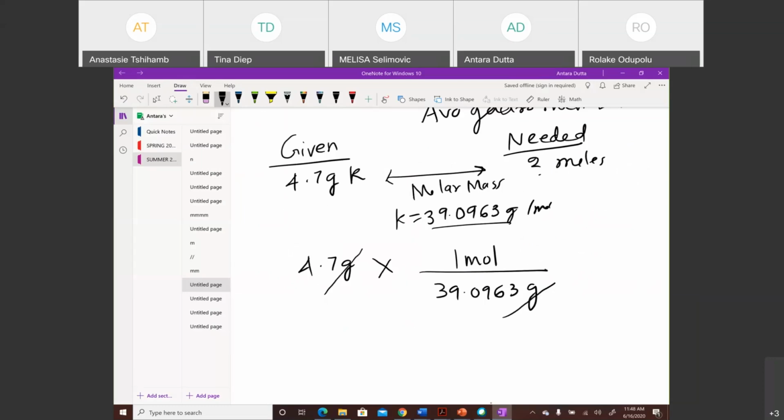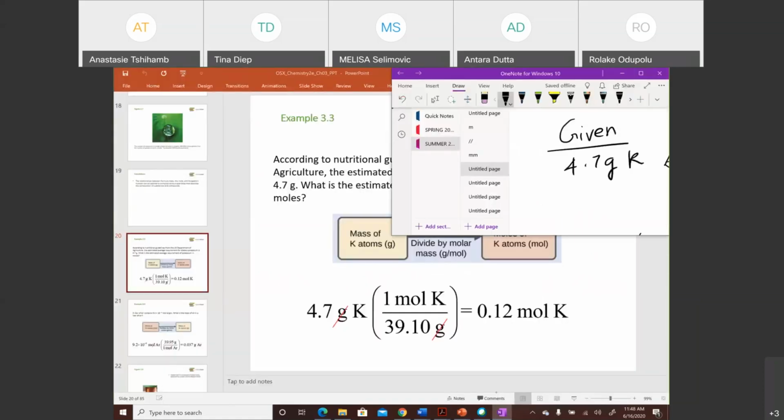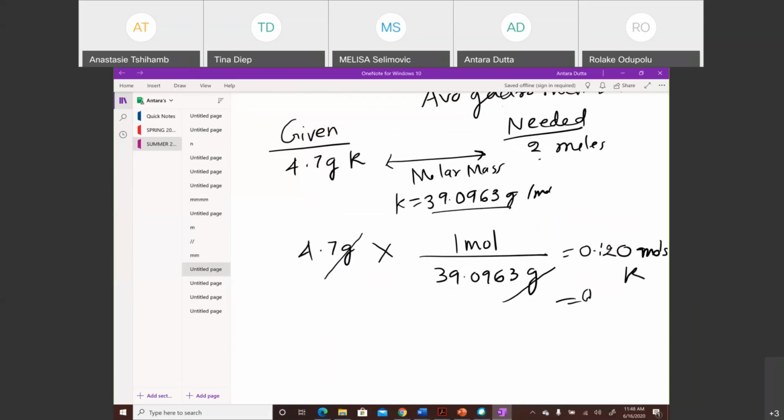So I'm getting 4.7 divided by 39.0963, which is 0.120 moles of K. Now, since there are two significant figures, I'm going to write 0.12 moles of K.